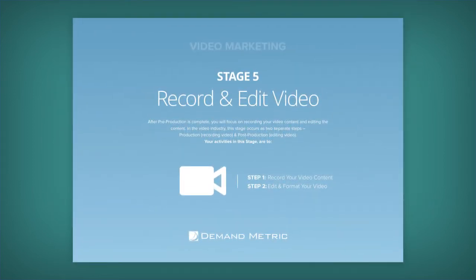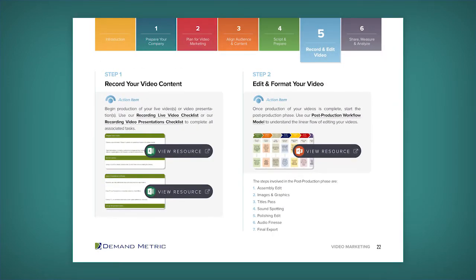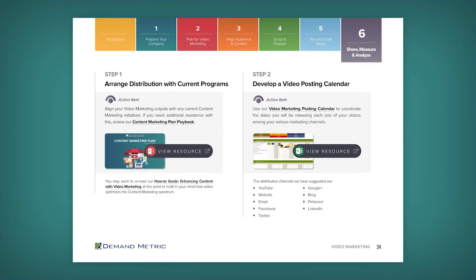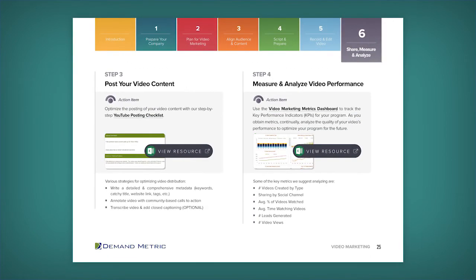In stage 5, you're going to record and edit video. And here, your first step is to record your video content, and your second is to edit and format it. In stage 6, you're going to share, measure, and analyze. Your first step, arrange distribution with current programs, and then develop a video posting calendar. Post your video content and measure and analyze video performance.